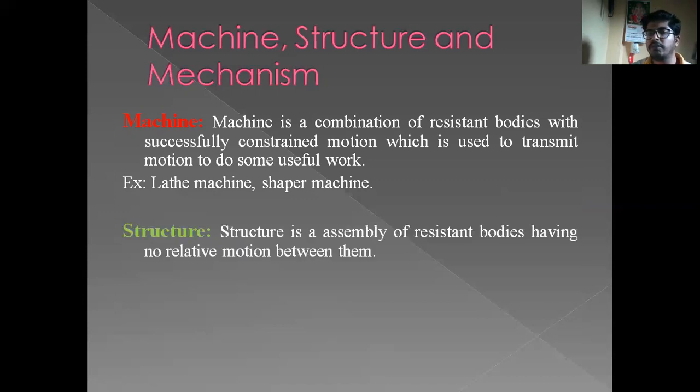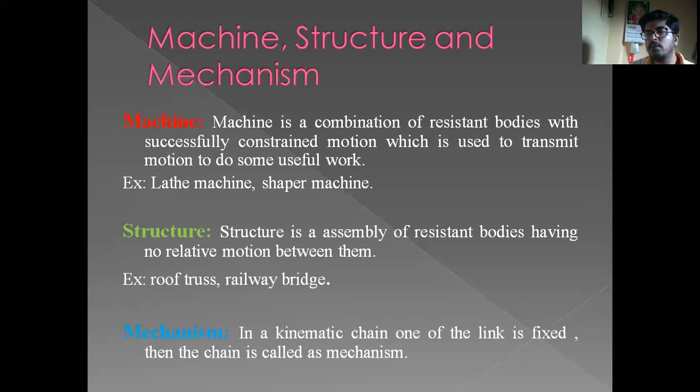What do you mean by structure? A structure is an assembly of resistant bodies having no relative motion between them. Examples: roof truss, railway bridge. Mechanism: what do you mean by mechanism? If four links are connected together, that is a four-bar chain, which I can call a kinematic chain. In a kinematic chain, if one of the links is fixed, then the chain is called a mechanism. So this is about machine, structure and mechanism.